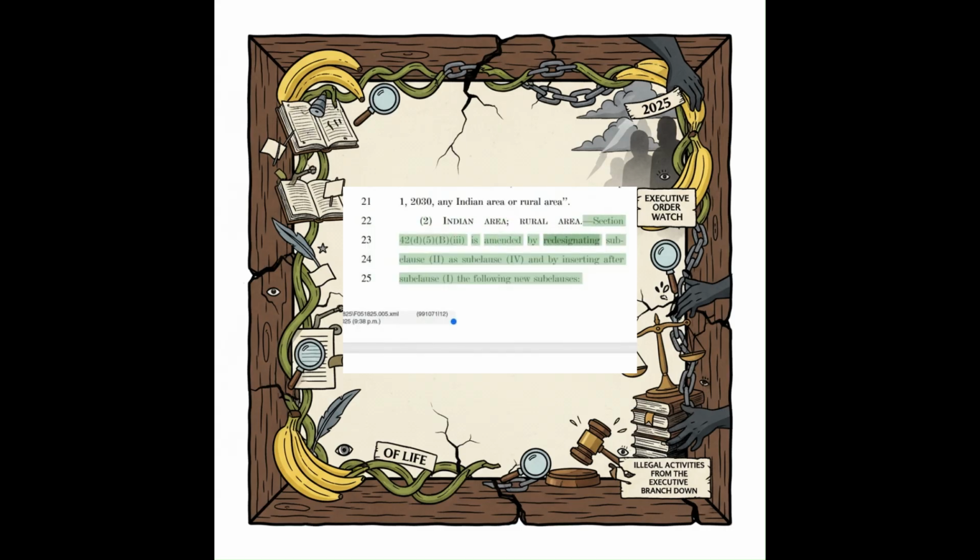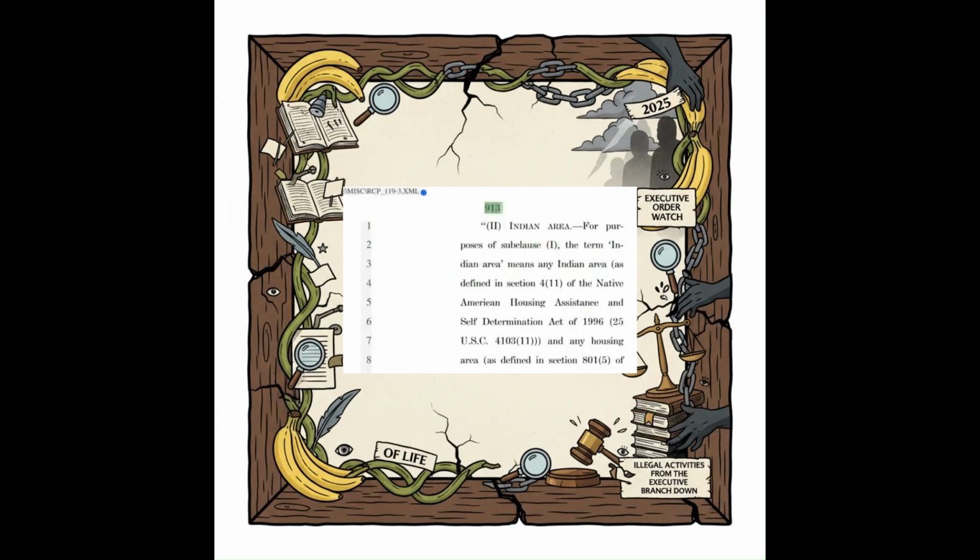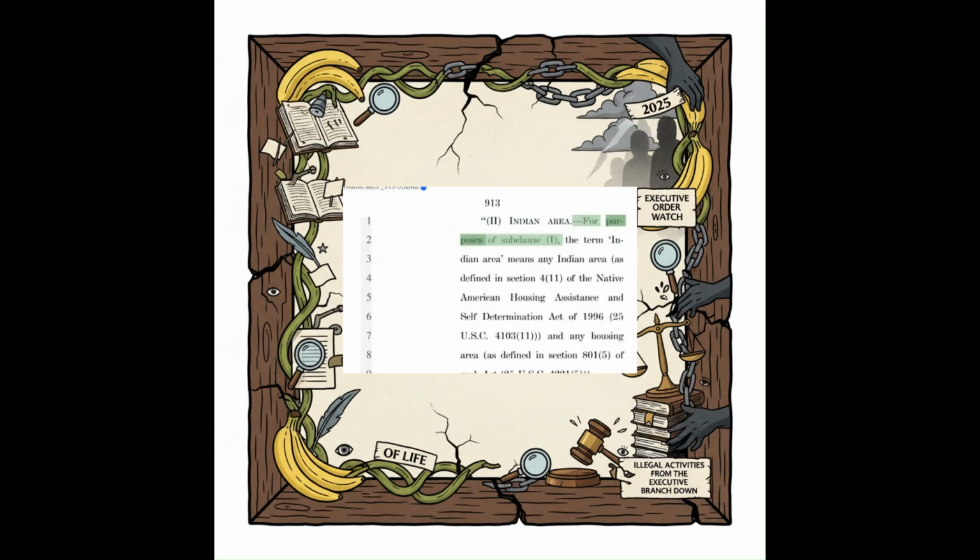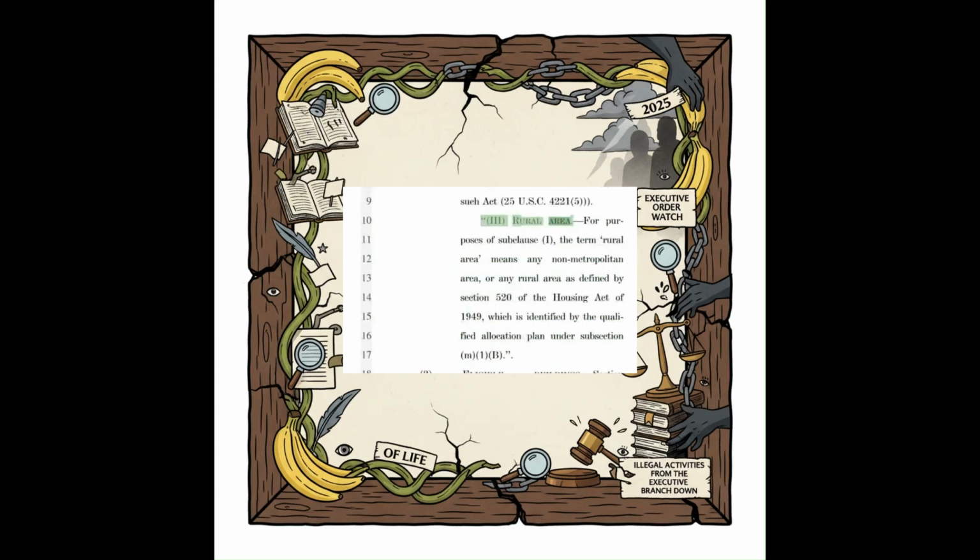Section 42 is amended by redesignating the subclause as a new subclause, and by inserting after the subclause the following new subclauses. Indian area. For purposes of the subclause, the term Indian area means any Indian area of the Native American Housing Assistance and Self-Determination Act of 1996, and any housing area of such act. For purposes of the subclause, the term rural area means any non-metropolitan area, or any rural area as defined by Section 520 of the Housing Act of 1949, which is identified by the Qualified Allocation Plan under the subsection.